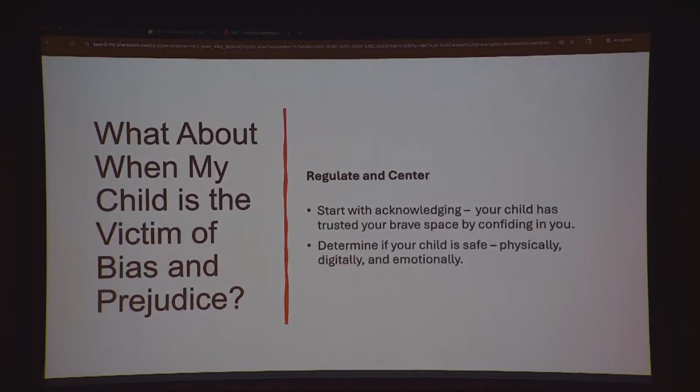Again, we want to regulate and center. And victim, this is also the word that we struggled with today because we are scholars of genocide, and so those are natural terminology. But it doesn't mean that victims have no agency, right? Have no say. It just means that they have experienced the harm of someone's actions. And so if your child has experienced harm because of a bias or prejudice act, start with acknowledging your child has trusted you to be that brave space, and determine if your child is safe. Are they physically safe? Are they emotionally safe?